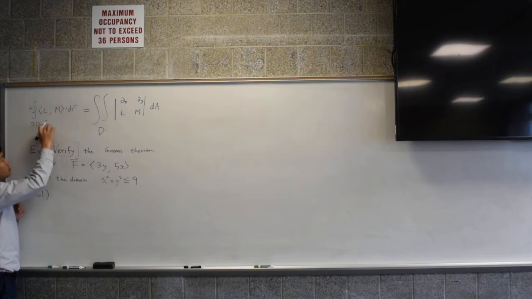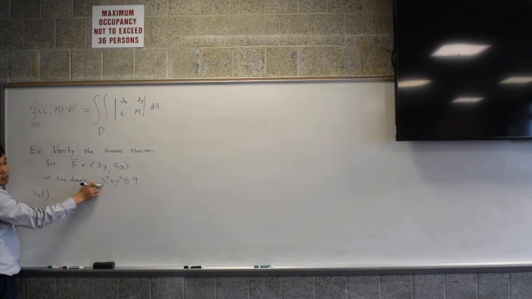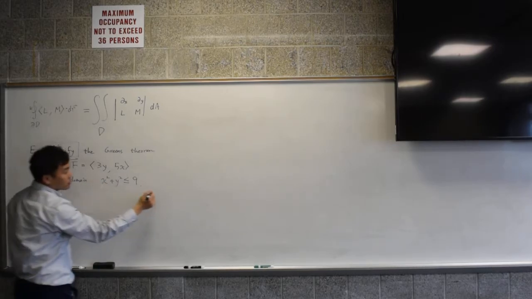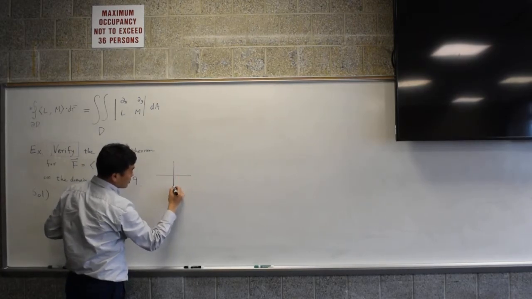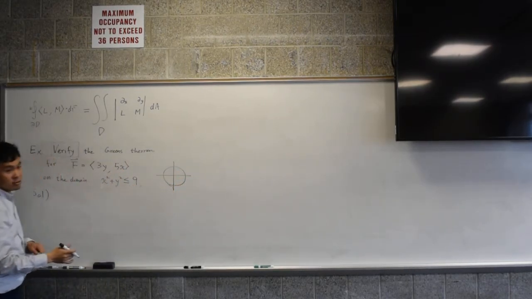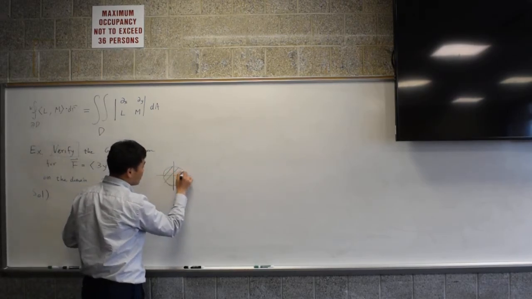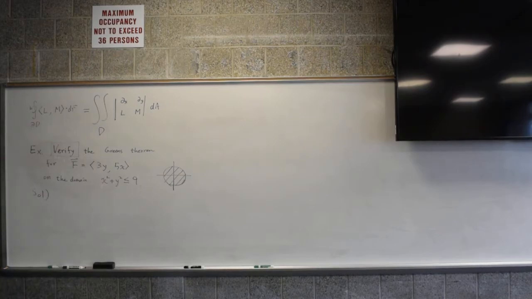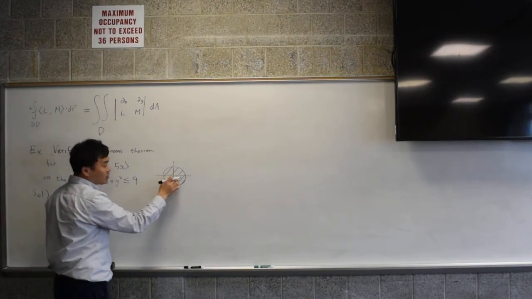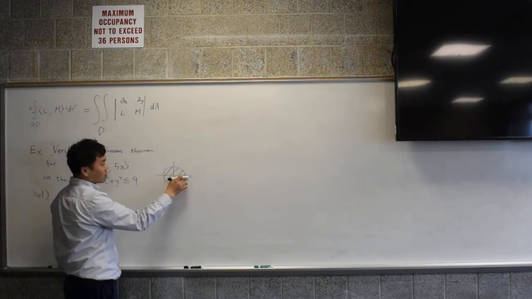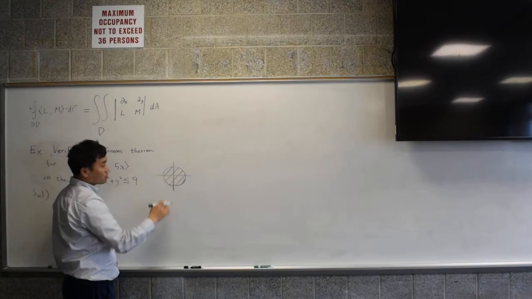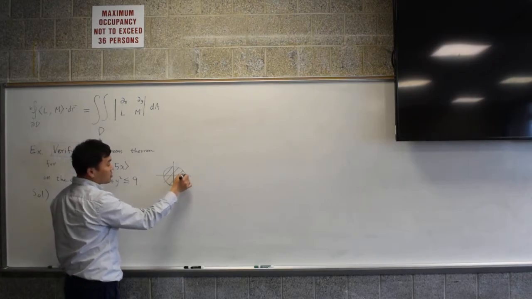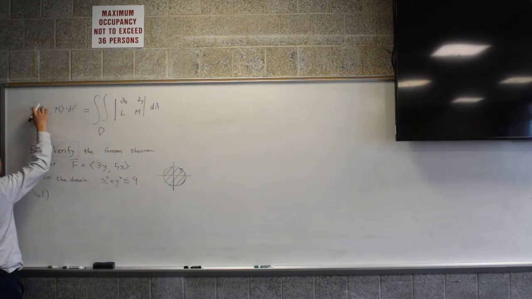Okay, let's start with the left side. What is this domain? Can you tell me what kind of domain this is? It's a circle of radius 3. So the domain described by this inequality is the interior of the circle of radius 3, this disk. And then what is the boundary of D? The domain is the disk and the boundary is the circle. Yeah, the boundary is the circle. And you have to parameterize this circle counterclockwise because the integral has to be done counterclockwise.